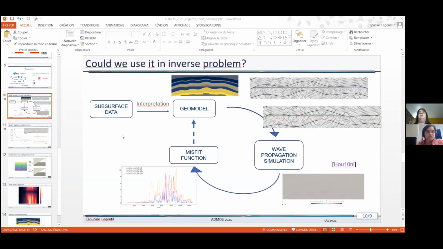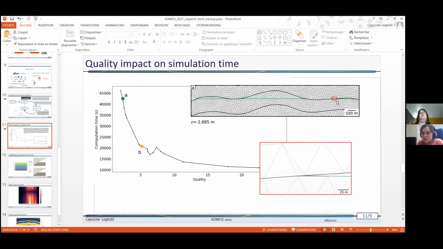In my work, we want to know if we could use the method that I presented to you in an inverse loop. So we want to run wave propagation simulation on all the mesh models, and we have some difficulties with the mesh quality, and in particular near the existing boundaries, because in geomodels we have very often low angles and very thin layers, so the mesh quality is quite bad in such an area.